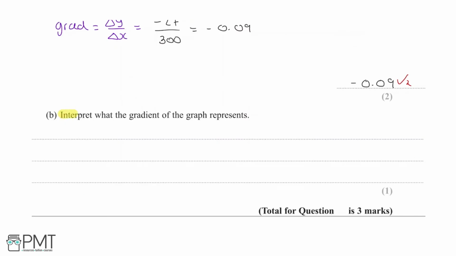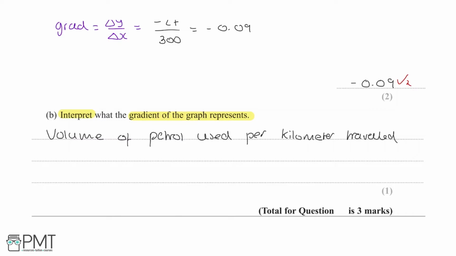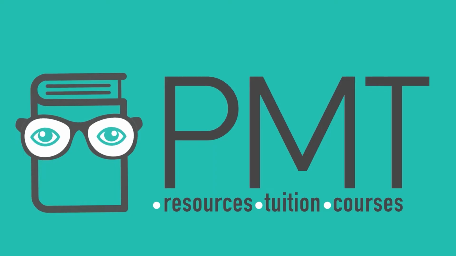Part B has asked us to interpret what the gradient of the graph represents for 1 mark. So, what is the gradient telling us? Well, in this case, it is telling us the volume of petrol used per kilometre travelled by the car. There we go. Because we're taking the change in volume and dividing it by the distance travelled. So it's the volume used per kilometre travelled. This part is worth 1 mark and you get 1 mark for a correct answer.